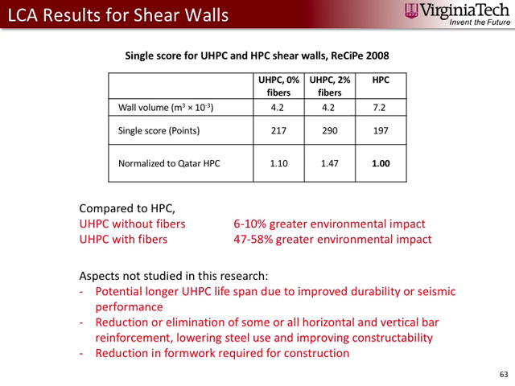Another effect is the reduction or elimination of some or all of the horizontal and vertical bar reinforcement, which lowers the amount of steel used and improves constructability. This last bullet is related to the second one in that with the reduction or elimination of steel bar reinforcement, we can reduce the amount of formwork required and construction can speed up. This can also have an effect on the sustainability of the shear wall when looking at a big picture.